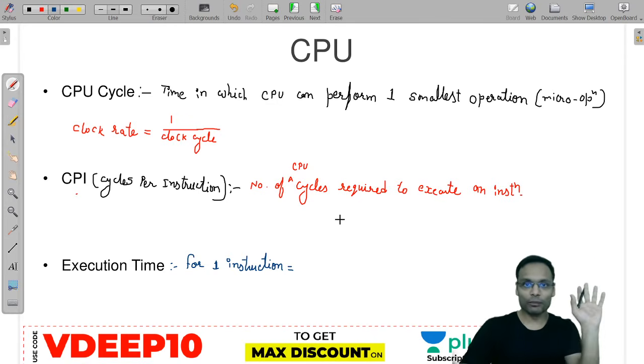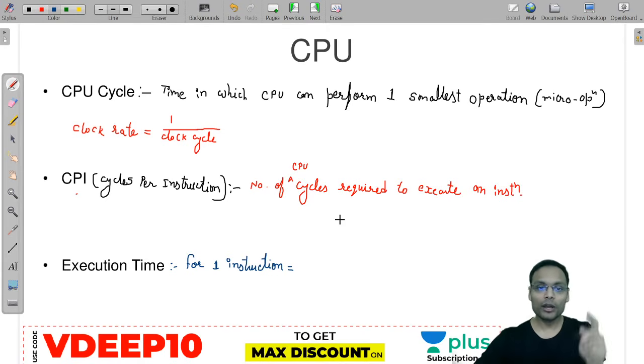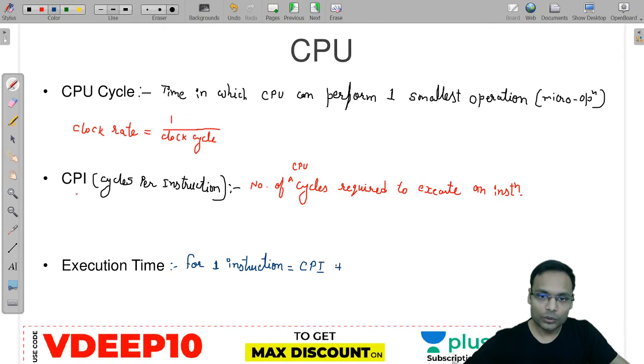याद नहीं रखना है formula. You will have to just understand the concept. Understand the concept, formula automatically बनेगा. Formula automatically you will be able to create on spot. Yes. So one instruction execution is nothing but CPI into one cycle time. Very simple.